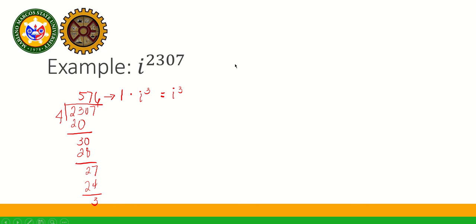So, that is the introduction to complex numbers. The next discussion will be operations and the general form of complex numbers.